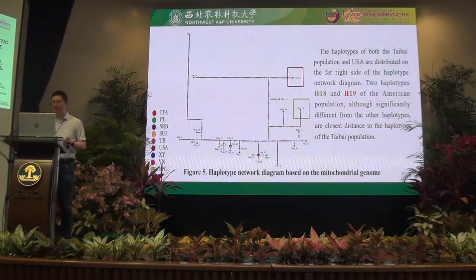Two haplotypes, the green H18 and the red H19, of the American population are also significantly different from the other haplotypes, and are close this time to the haplotypes of the Taipei population.